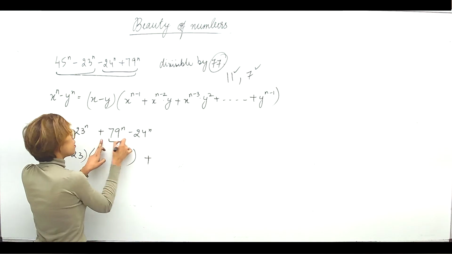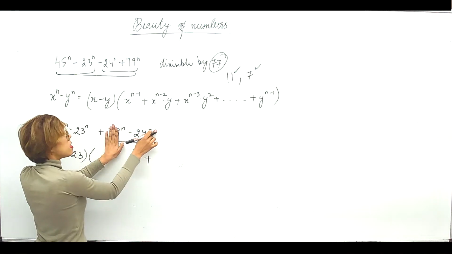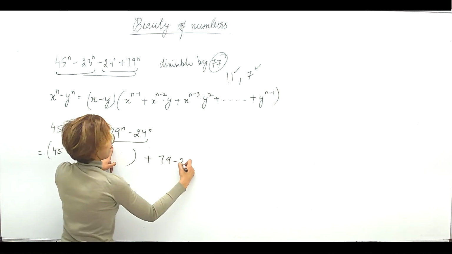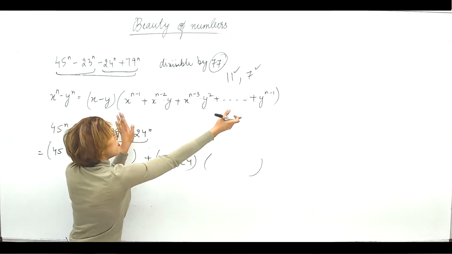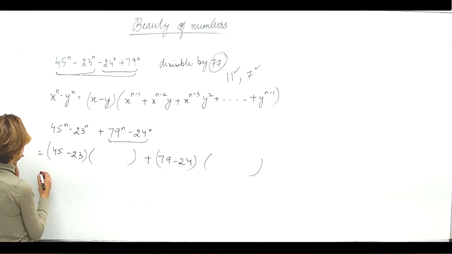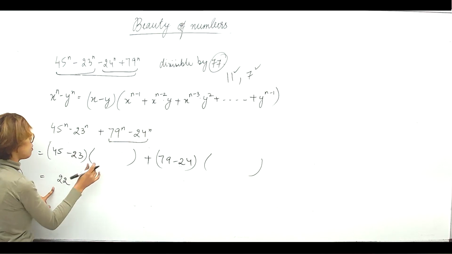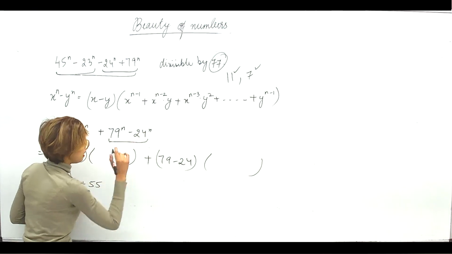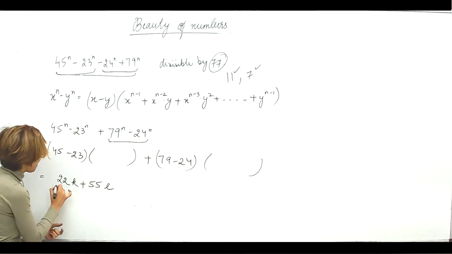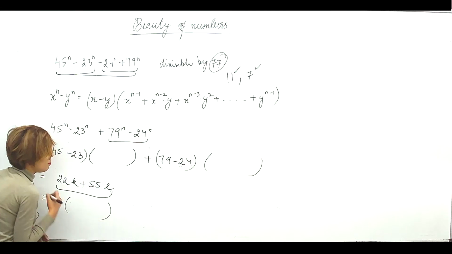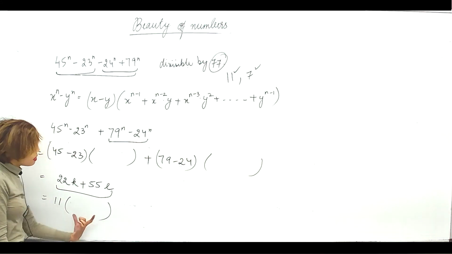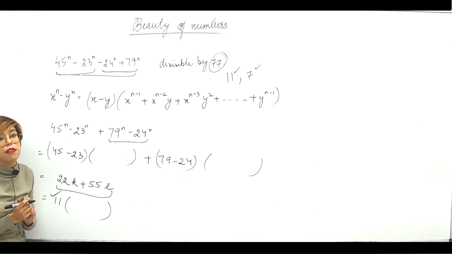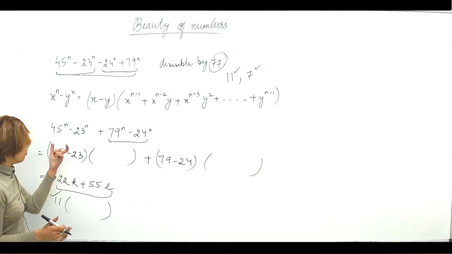Now plus, now this is x raised by n minus y raised by n. Factors are x minus y. So 79 minus 24 into something, whatever the case may be, it will be an integer. Right? Now this is 22 into some integer, let that be k, plus 55 into some integer, let that be n. Now from here I have 11 common. Since this is 11 into some integer, I can say that this is exactly divisible by 11. Now, sorry, this is done by 11.